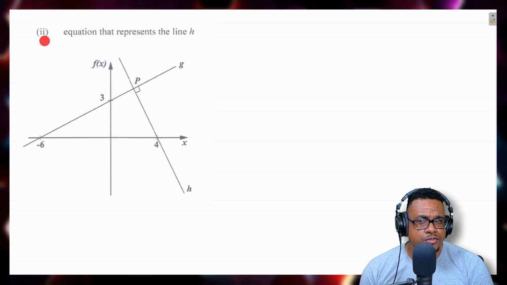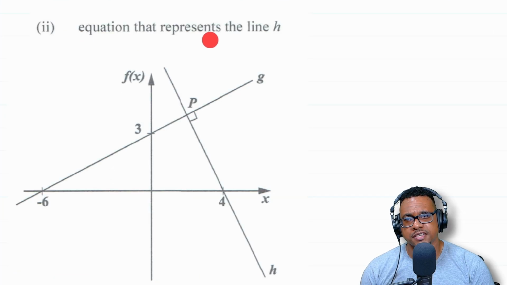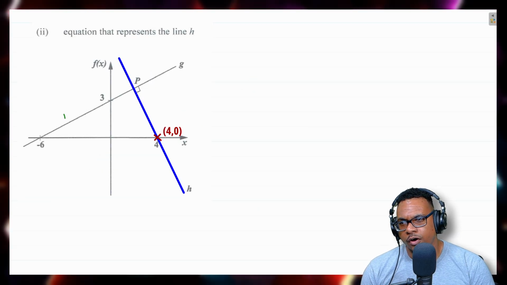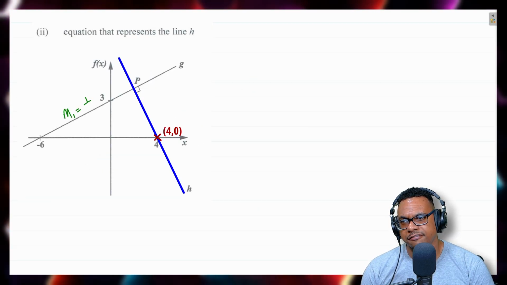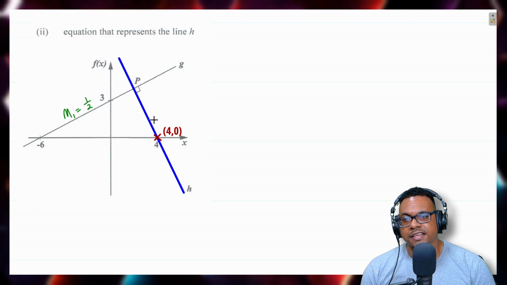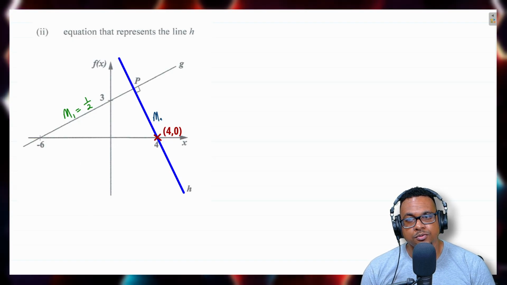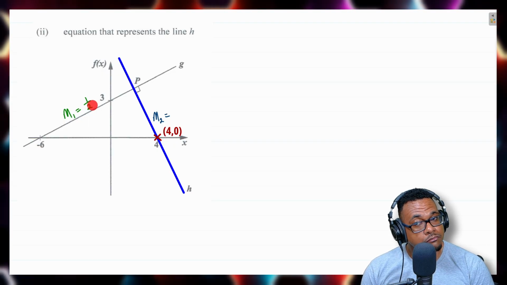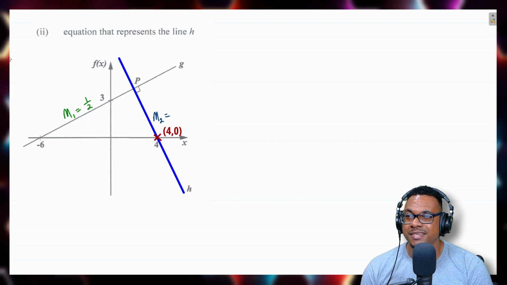So now moving on to part 2, we want to determine the equation that represents the line H. Now remember, the line H is perpendicular to the line G. And therefore, if we know the gradient of the line G, then the gradient of the line H would just be the negative reciprocal of the gradient of the line G. So I will call the gradient of the line G m1, and we work that out to be a half. Therefore, the gradient of the line H, I'll call that m2, has to be, well, the reciprocal of a half is 2 over 1, which is just 2, and then you change the sign, so that'll be negative 2.